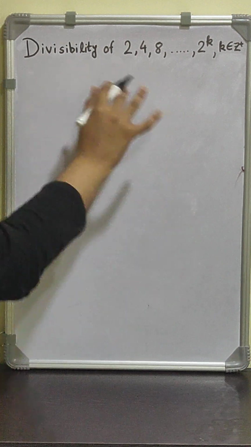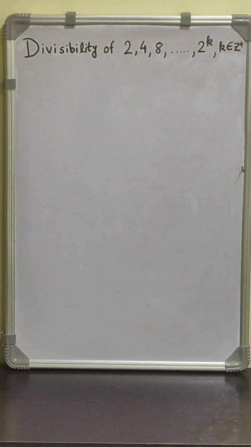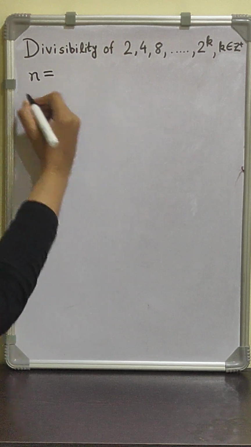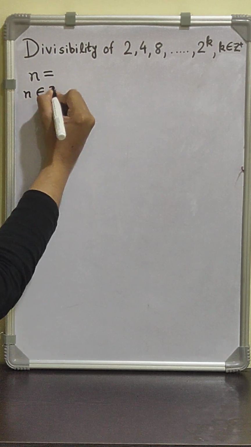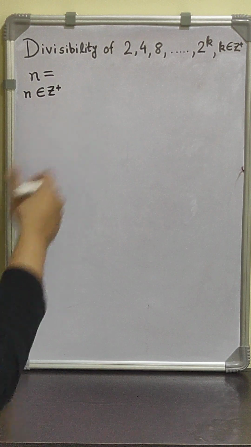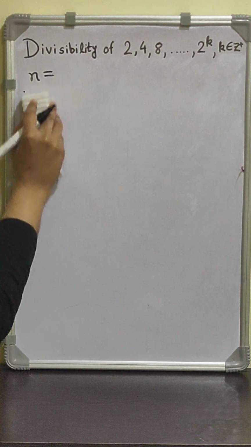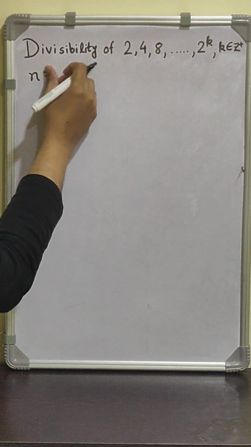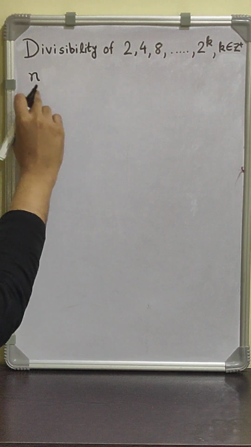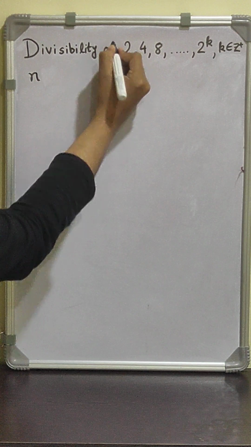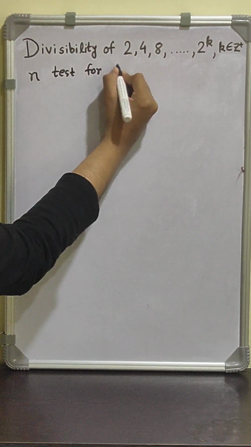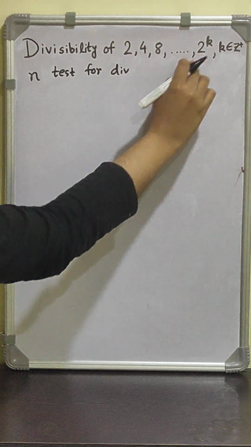So I'm going to demonstrate that here. Firstly, I will take a number n that's a general positive integer. n is any positive integer on which I will test for divisibility for all these numbers.